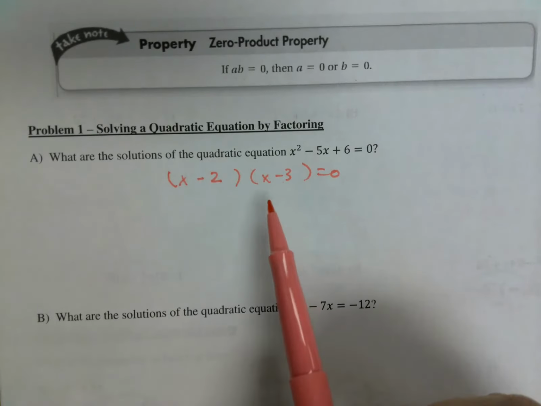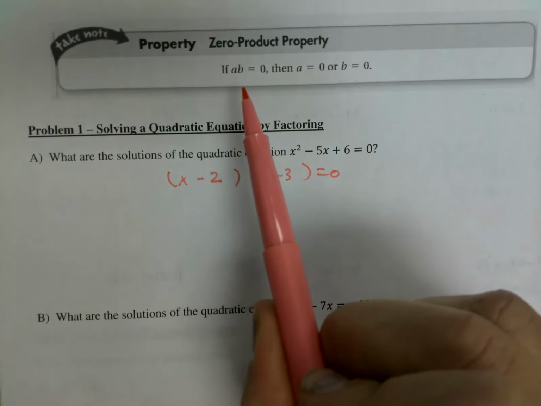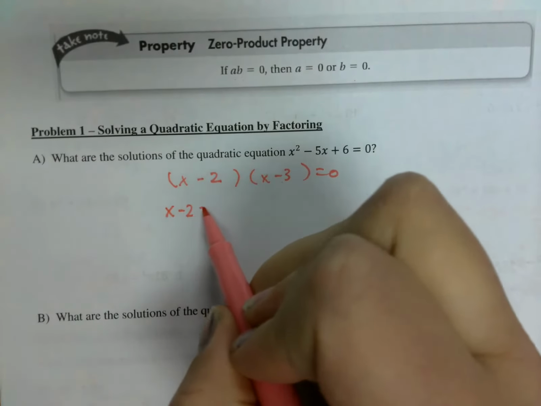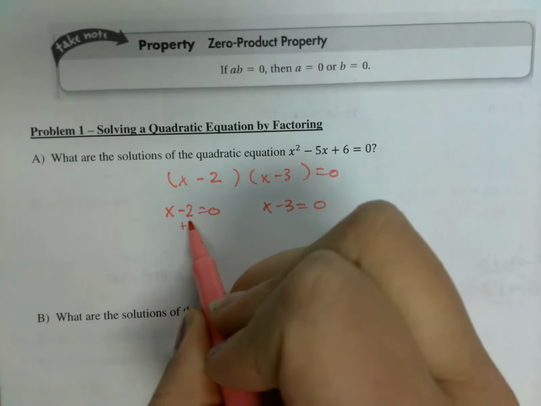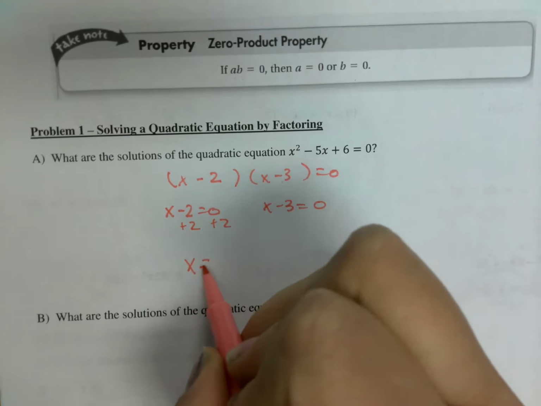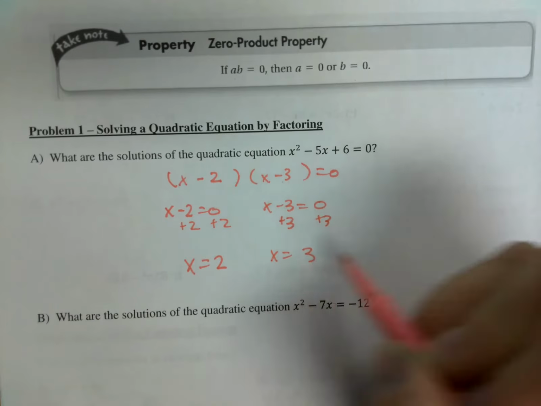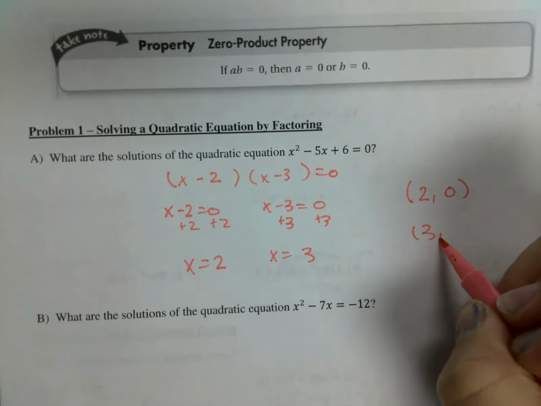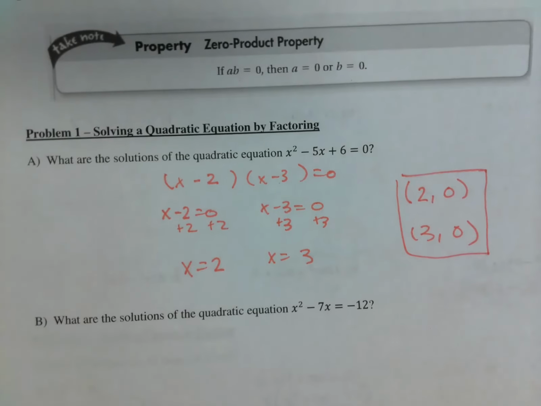So now, if I want to figure out what x is equal to, this could be 0, or this could be 0. Again, going back to this right here, it doesn't matter. So I'm going to set this equal to 0, and set this equal to 0. So I'm going to add 2 here, I get x equals 2, add 3 here, I get x equals 3. So what this actually is are the 2 points that cross my x-axis. Here is my answer where it crosses the x-axis.